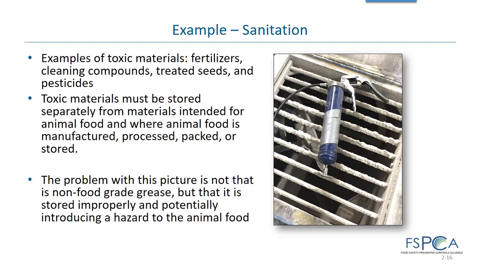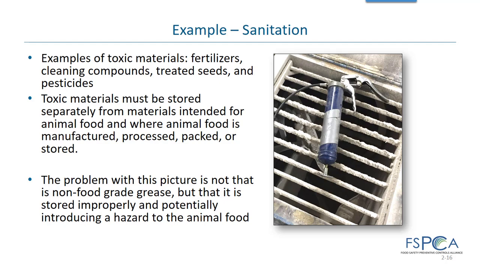So here's an example of a toxic material that is not stored correctly. This is intended to be a non-food grade petroleum-based lubricant that is sitting over a micro-ingredient bin. Okay, so the point here is that having this non-food grade lubricant is not the problem. Those are allowed to be within the facility because they're necessary for plant operations. But storing it right here violates this regulation. It needs to be stored correctly in a separate section away from the exposed animal food.